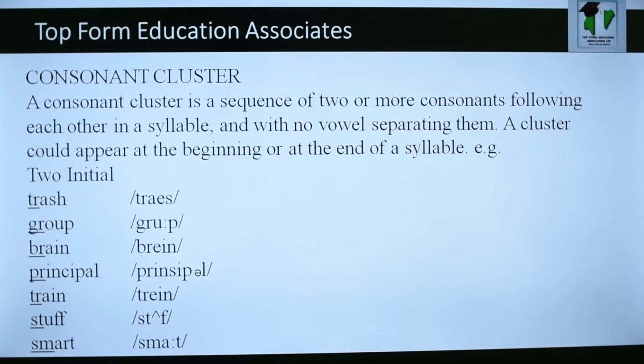Now we want to know what a consonant cluster is. A consonant cluster is a sequence of 2 or more consonants following each other in a syllable. I read it again. A consonant cluster is a sequence of 2 or more consonants following each other in a syllable. We've learned what syllables are, and now it's reoccurring again. They are a sequence of 2 or more consonants following each other in a syllable and with no vowel separating them. I hope you know the difference between consonant sounds and vowel sounds.